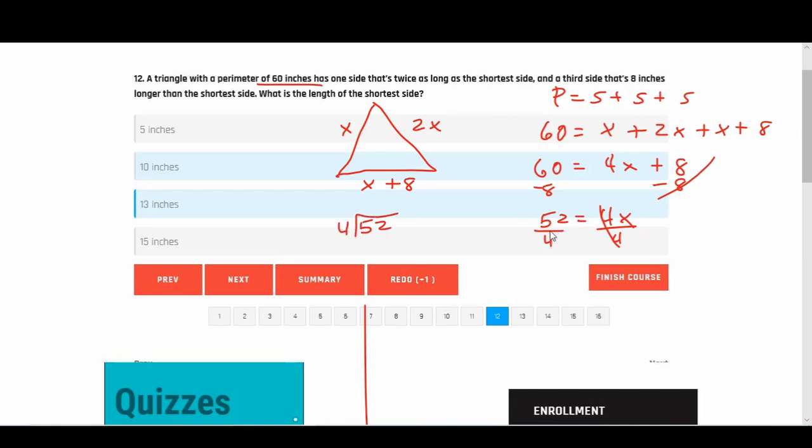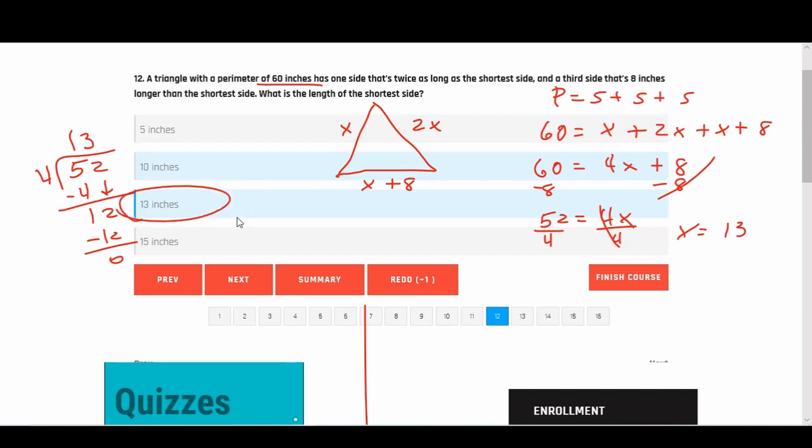Again, fractions can be regarded as long division. 52 divided by 4. And let me give myself more room to work with this one. 4 goes into 5 one time without going over. 4 times 1 is 4. Subtract 5 minus 4 is 1. Drop down this 2. 4 goes into 12 3 times without going over. 4 times 3 is 12. So we can see there's no remainder. In other words, this says x equals 13 inches. X refers to the shortest side, so we know the shortest side is 13 inches.